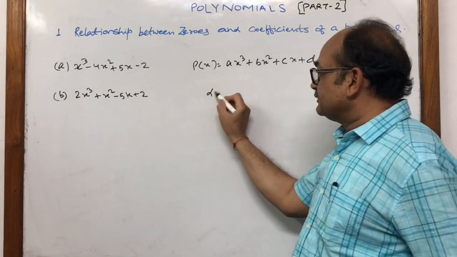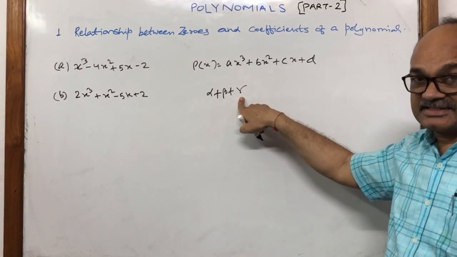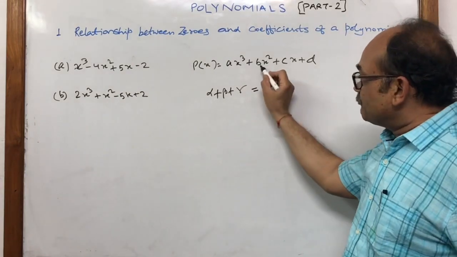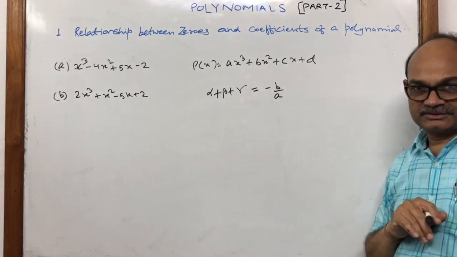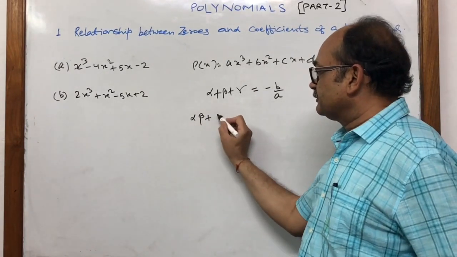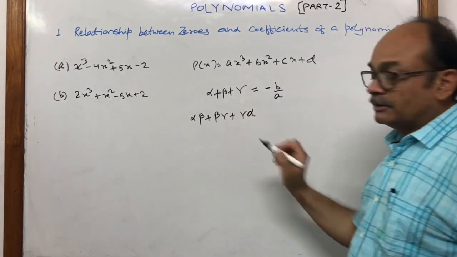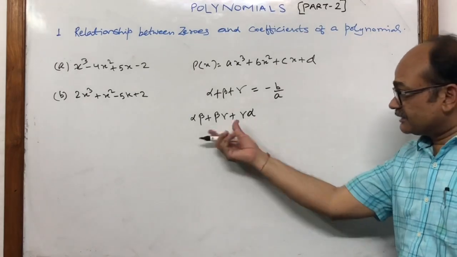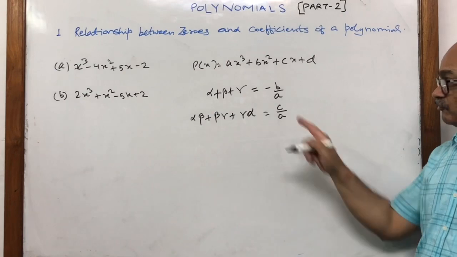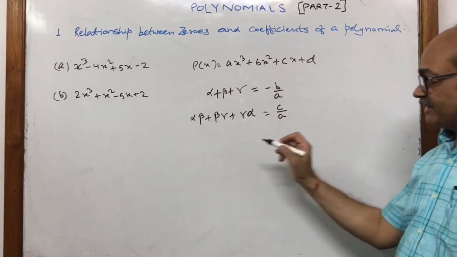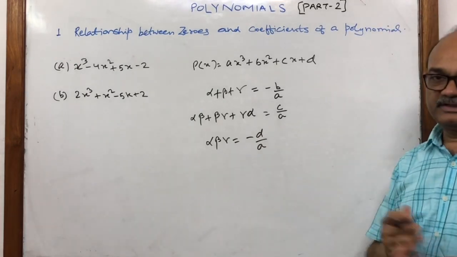What will be the result? Alpha plus beta plus gamma. This time one zero is extra, pronounced as gamma. Then the same formula, minus b by a, is the sum of all the three zeros. If you take the product of the first two, last two and middle two, their summation is c by a. One negative, one positive. And finally, the product of all the three is again minus d by a.